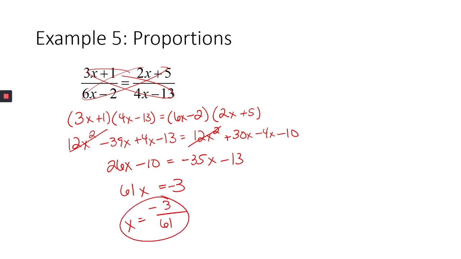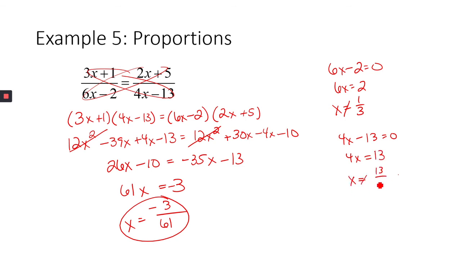We do need to check to make sure that our denominators don't equal 0. So 6x minus 2, set that equal to 0. We get 6x equals 2. So in this case, x cannot equal 1/3. And then over here, for our other denominator, x cannot equal 13 over 4, which is not the case in this one, so we are okay to go here.